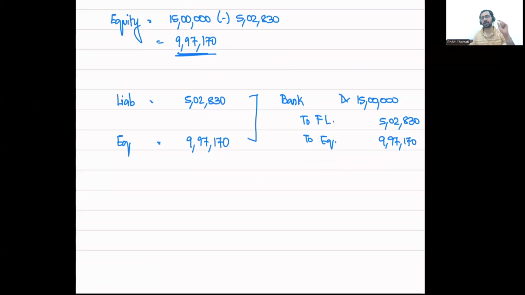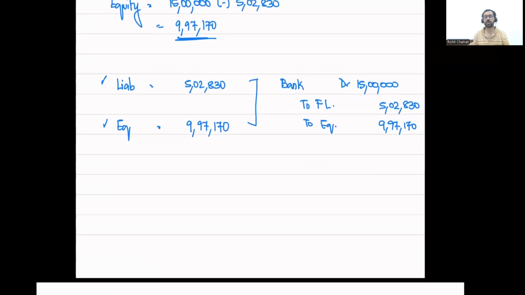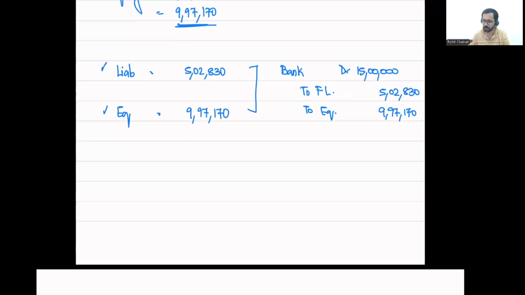Now, if you think of it, the transaction cost has been incurred for the purpose of issuing this compound instrument. Therefore, the transaction cost is attributable to both the liability and the equity component. What we are going to do is calculate the amount of transaction cost which is attributable to the liability and the amount which is attributable to equity.